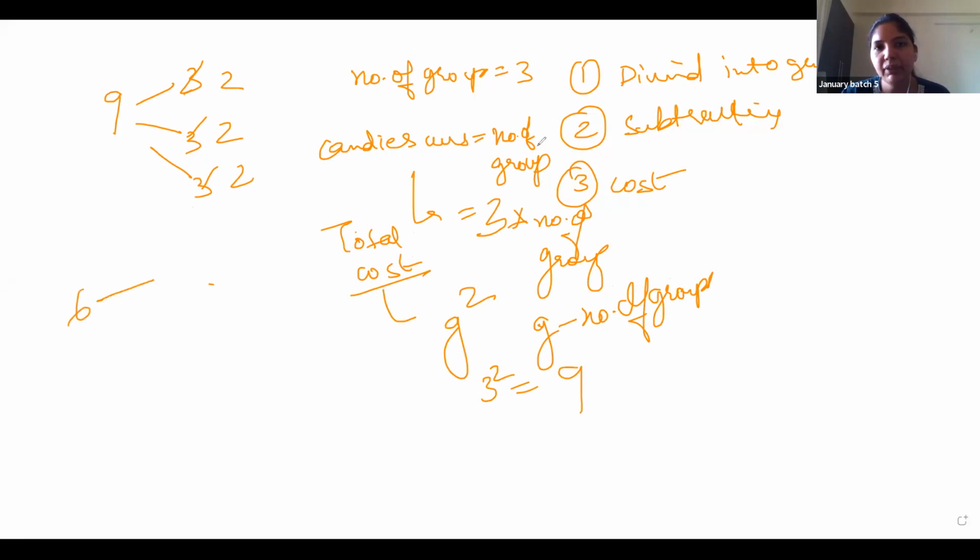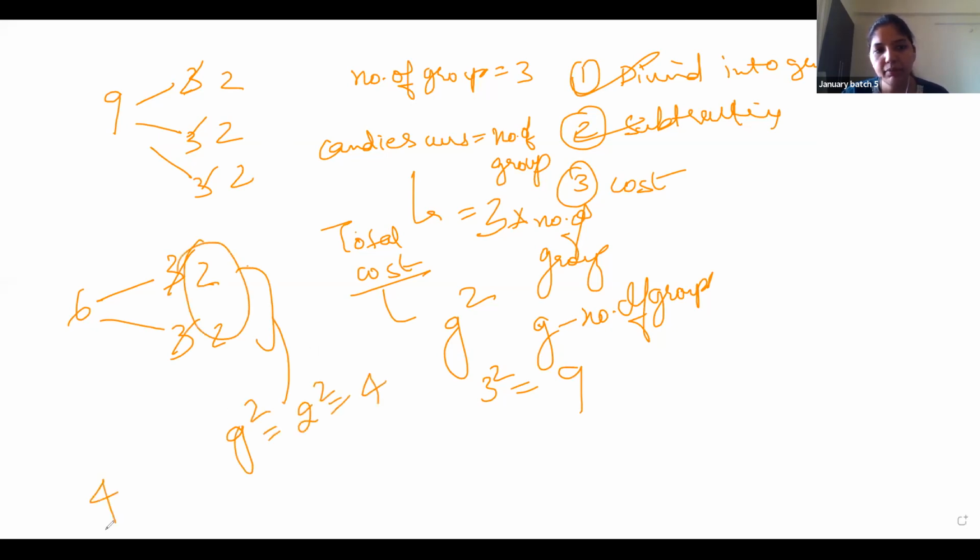Now what are the remaining candies? 6. So again we will first do the step, divide into groups of 3, then subtract. Now what is the total cost at this step? G square. How many groups are there? 2. 2 square, 4. Then how many are remaining? 4. Now we will divide into group of 3. How many groups are there? 3, 1. So G is 2. So G square cost is again 4. Now how many are remaining? 2.